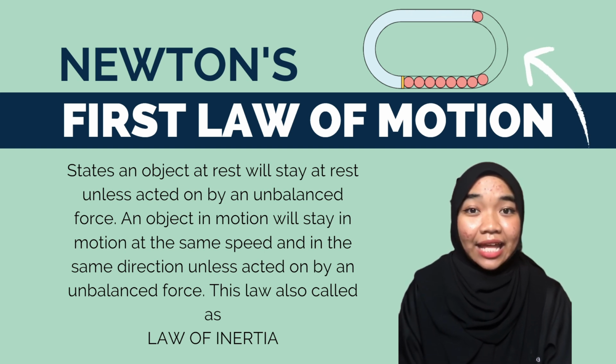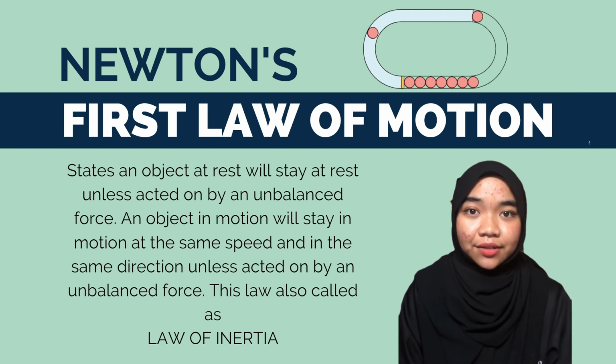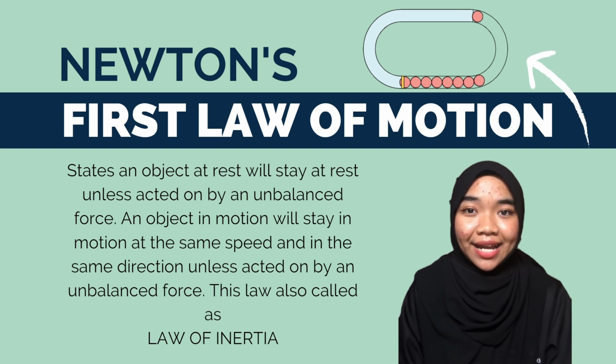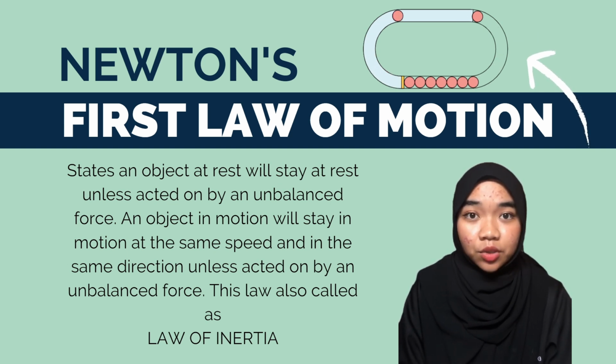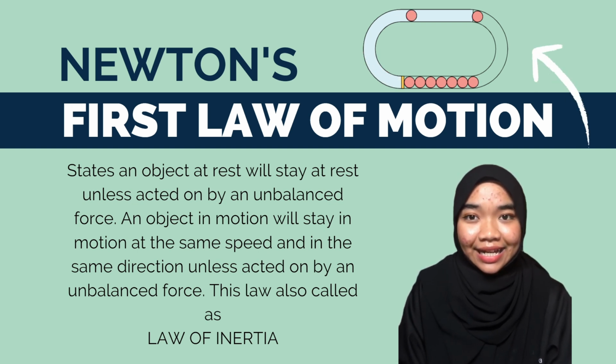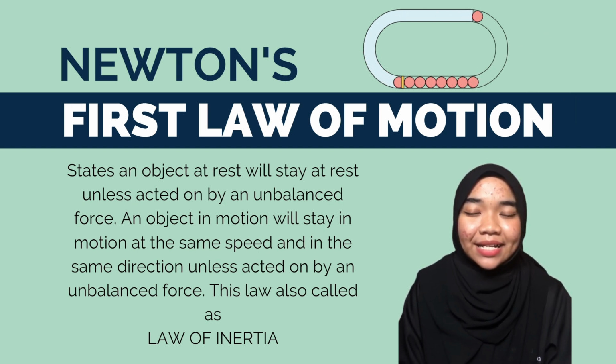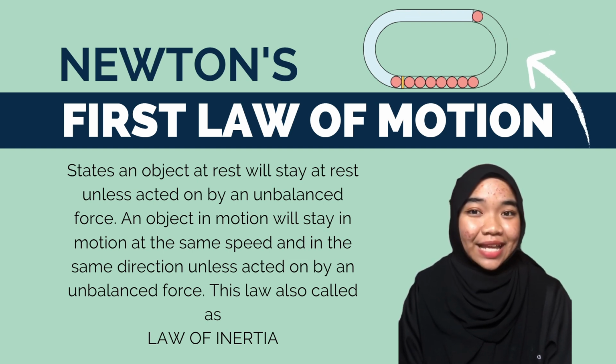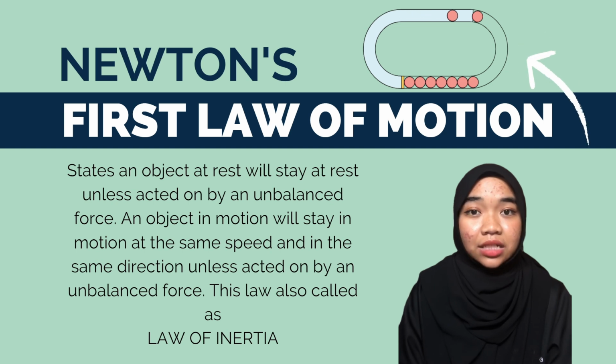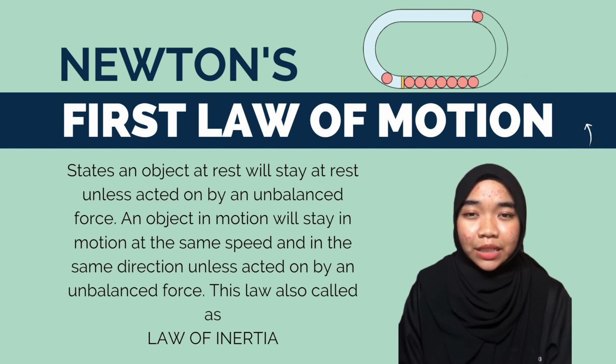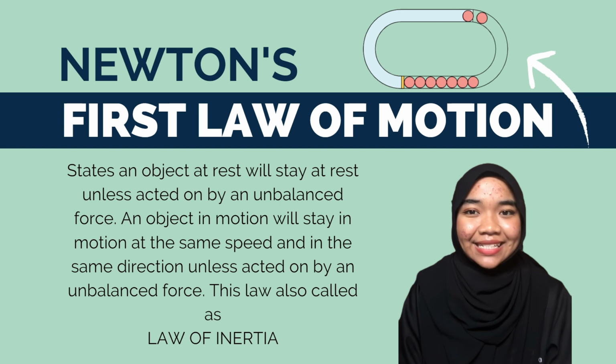It states that an object at rest will stay at rest unless acted on by an unbalanced force. An object in motion will stay in motion at the same speed and in the same direction unless acted on by an unbalanced force. This law is also called the law of inertia. As you can see, the animation here gives some picture of what I'm going to explain. But let's dive into this law with another example.